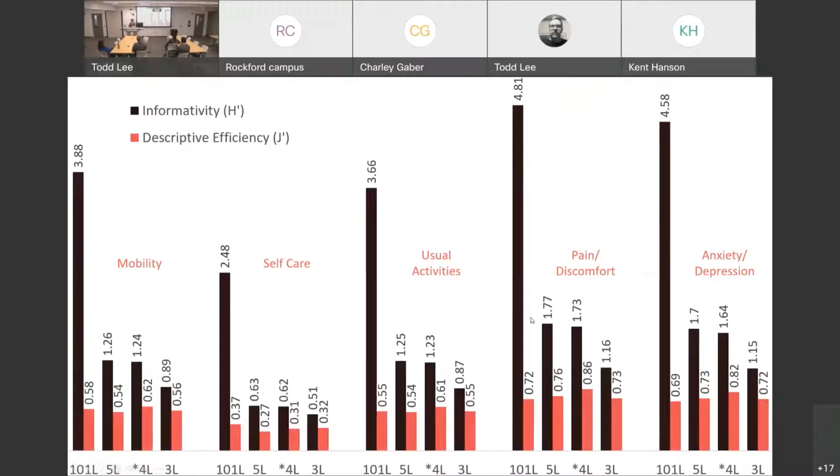So we can look at that graphically again. H prime should be greatest across all dimensions for this 101-level system. And then we saw that the 4-level system, combining the 4th and 5th level of the EQ-5D-5L, resulted in an increase in the statistical, or the descriptive, efficiency at a small decrease in the H prime value, the kind of total informativity of those scales.